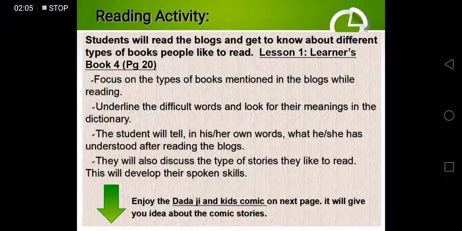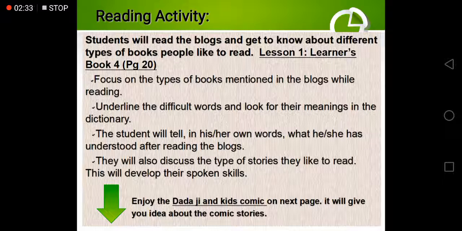Students will read the blogs and get to know about different types of books people like to read. Lesson 1, Learner's Book 4, page 20. You are going to read the blogs from page number 20. Students, please open your books and read the blogs. Focus on the types of books mentioned in the blogs while reading.